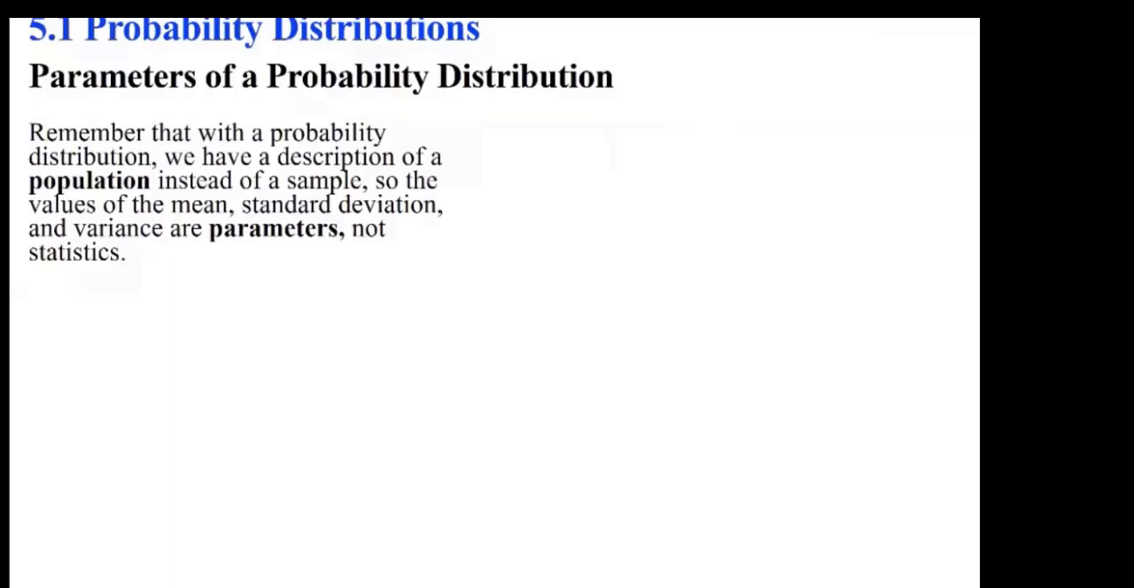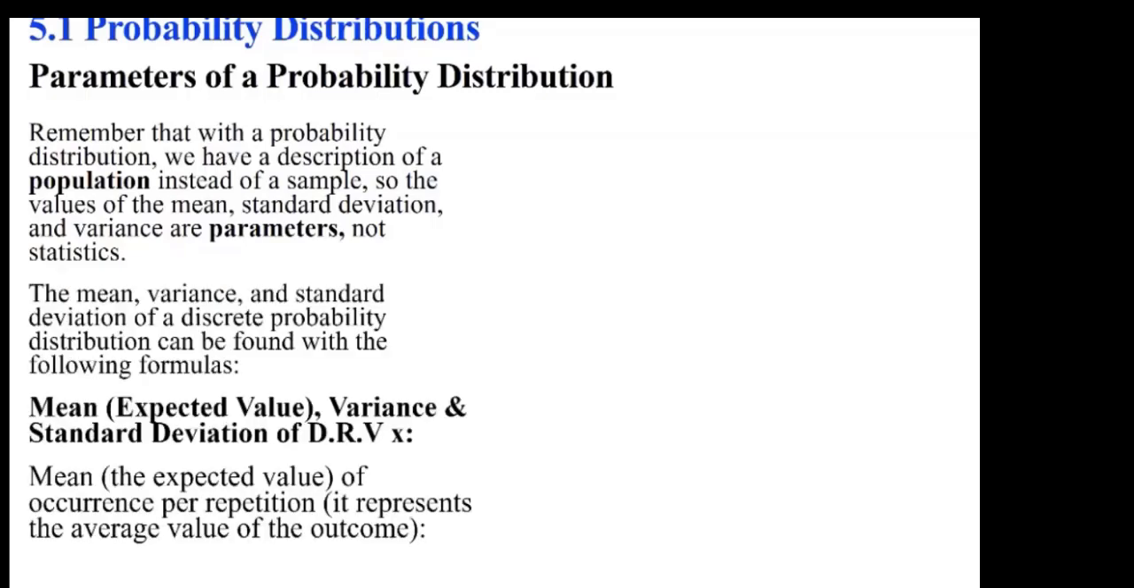So when we deal with probability distribution, there are some parameters of a probability distribution. Remember that with a probability distribution, we have a description of the population instead of a sample. The values of the mean, standard deviation, and variance are parameters, not statistics. The mean, variance, and standard deviation of a discrete probability distribution can be found with the following formulas: mean, expected value, variance, and standard deviation of a DRV(x). Mean, the expected value of occurrence per repetition. It represents the average value of the outcome.